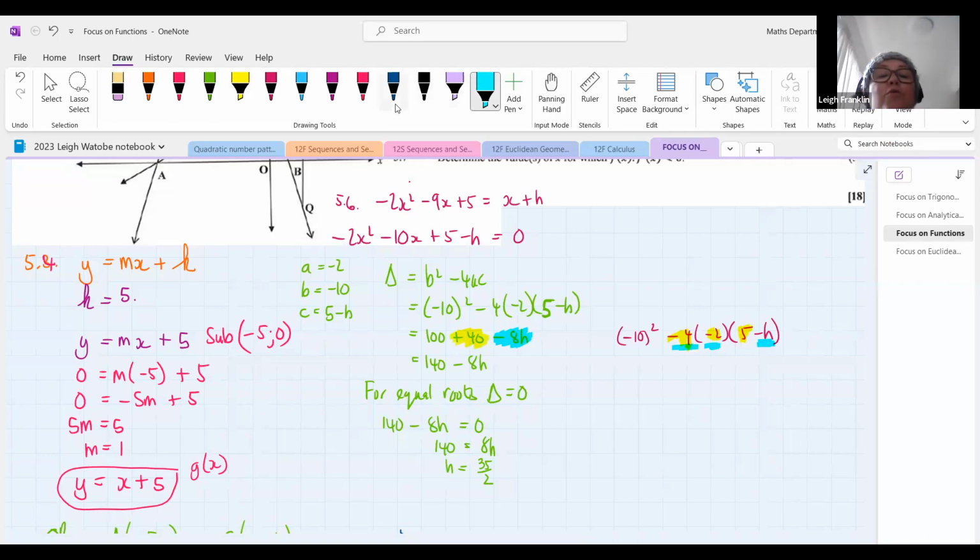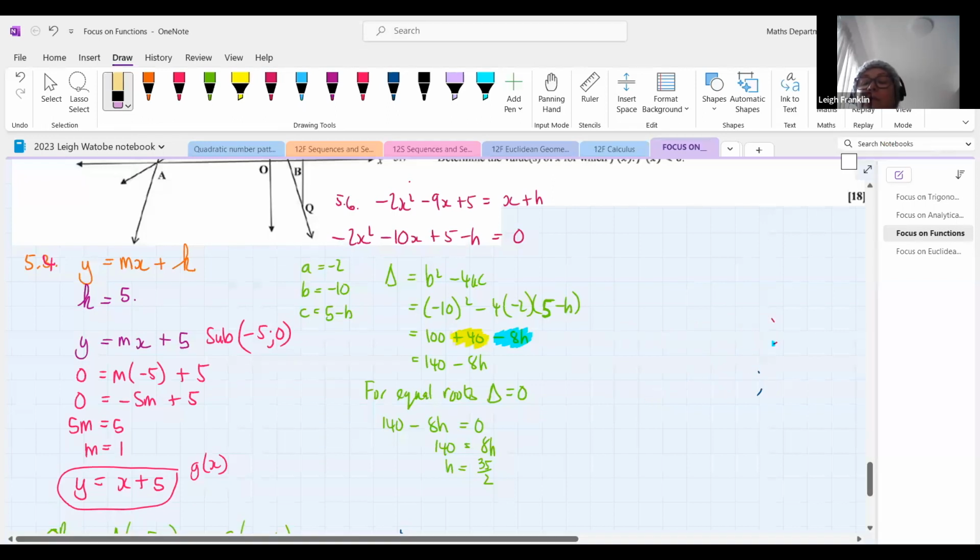Okay, so another way you could do this if you wanted to is you could say -4 times -2 is 8. Sorry, shouldn't it be plus 8? Yes, plus 8, plus 8. Sorry. So plus 8 times the 5 is where the plus 40 comes from and where the -8h comes from. Okay, so if that's a little bit easier for you, you just multiply those two numbers together first.